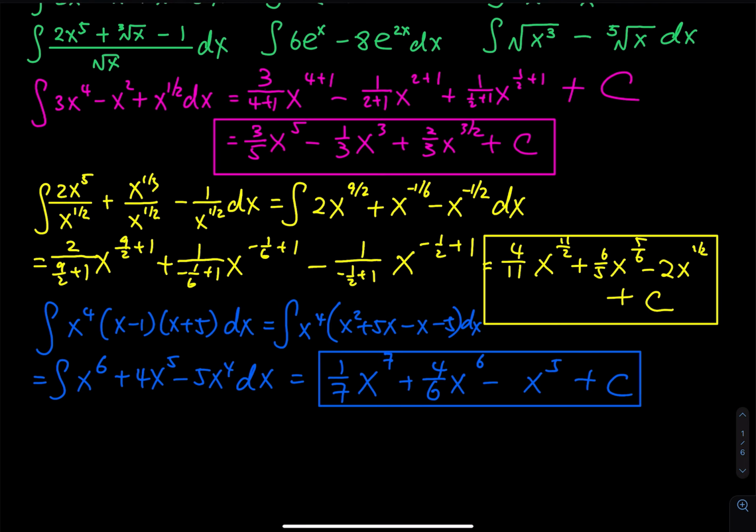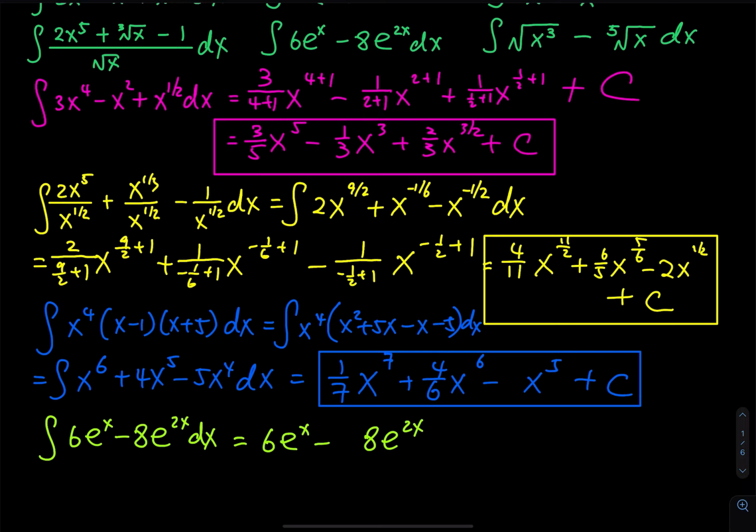Move down, we have the integral of 6e to the x minus 8e to the 2x dx. So what is the integral of 6e to the x? The integral of e to the x is still e to the x, so you have 6e to the x. And then same thing for the next one, right? So it is supposed to be the same for the next one. So I am going to write this: a e to the 2x plus c.